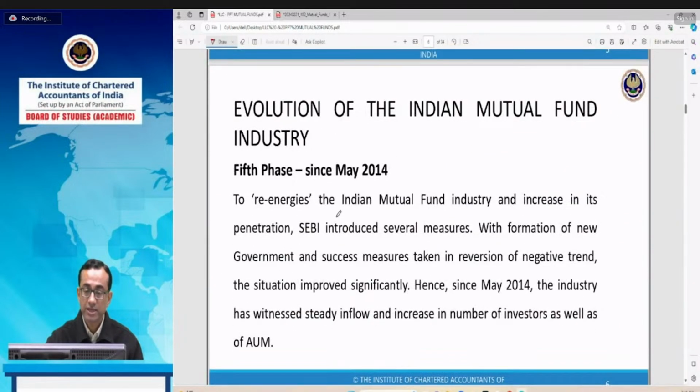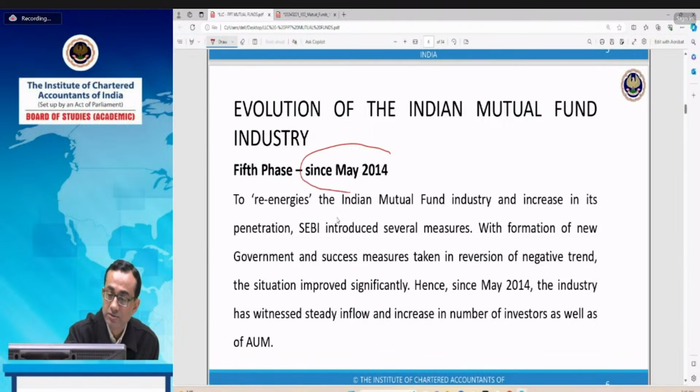Now, the actual growth of the mutual fund industry took place exponentially from May 2014 onwards. So let us read this slide. To re-energize the Indian mutual fund industry and increase its penetration, SEBI introduced several measures from 2014 onwards, and it is still using various measures to give a boost to the mutual fund industry and make it more transparent to the investors also.